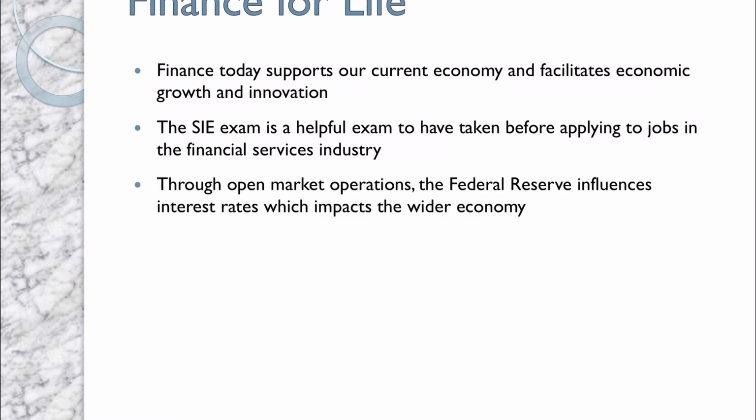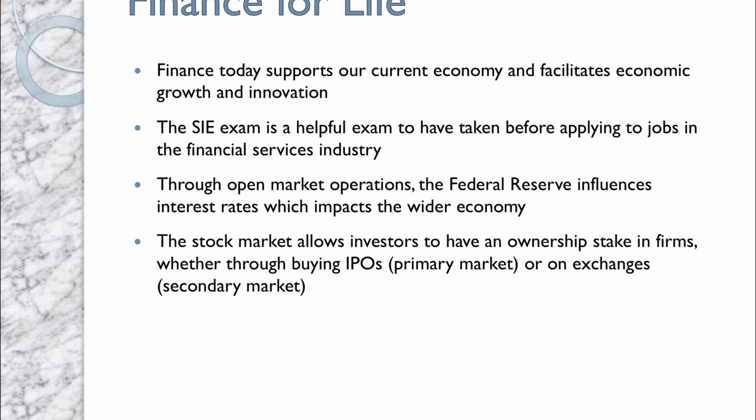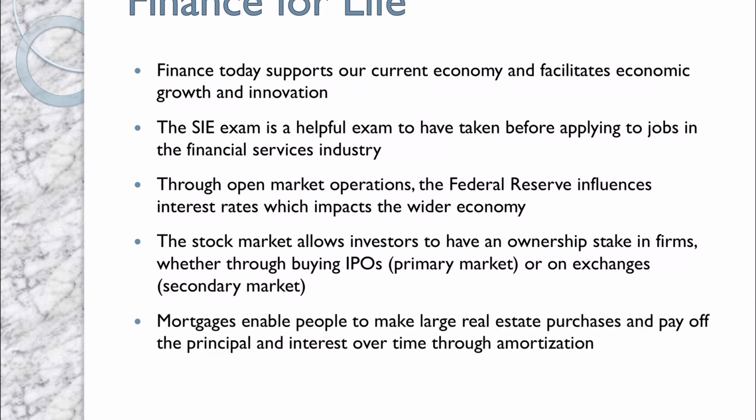Through open market operations, the Federal Reserve actually influences interest rates, which then impact the wider economy. So the funds available and interest rates being charged on these different loans. The stock market allows investors to have an ownership stake in firms, whether it be through IPOs or secondary market transactions. Mortgages enable people to make large real estate purchases and pay off the principal and interest over time through amortization.